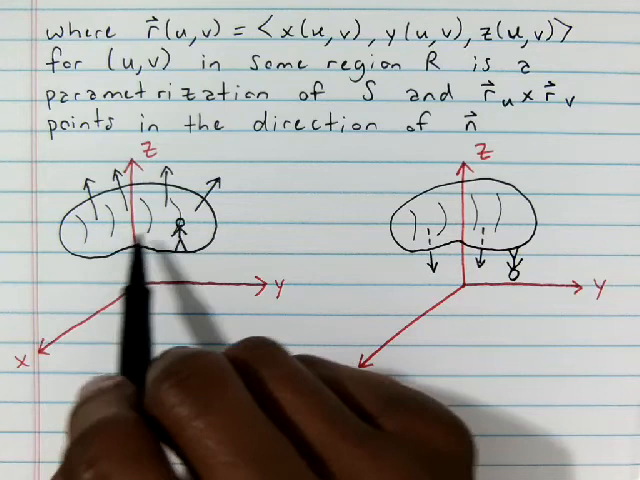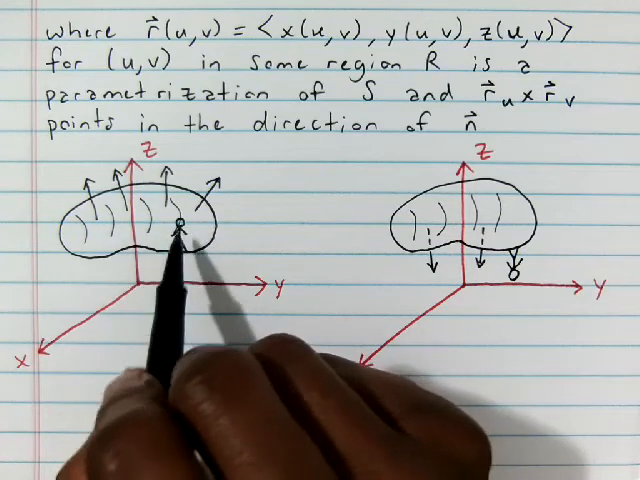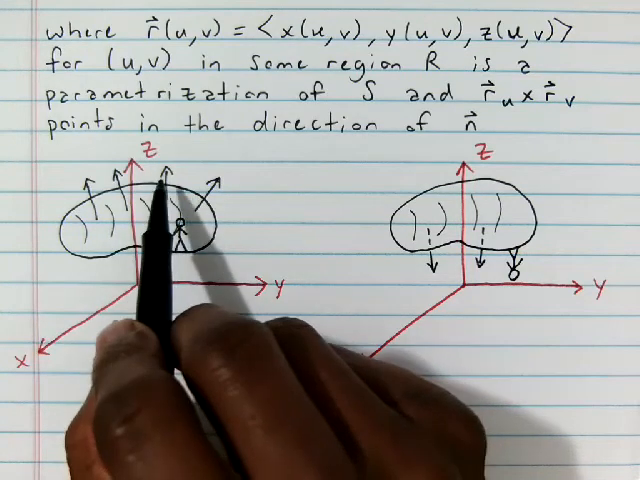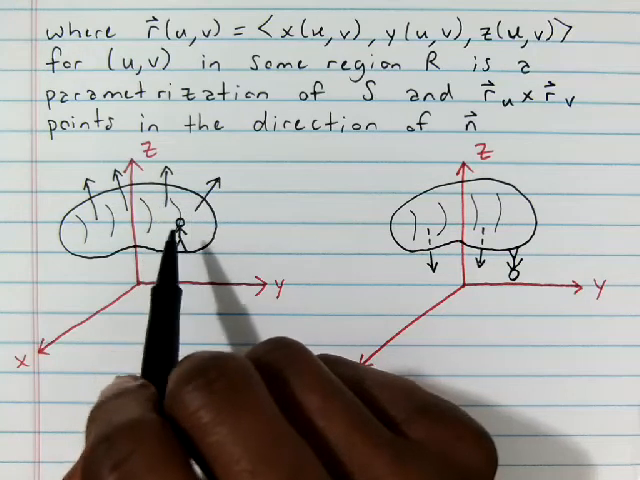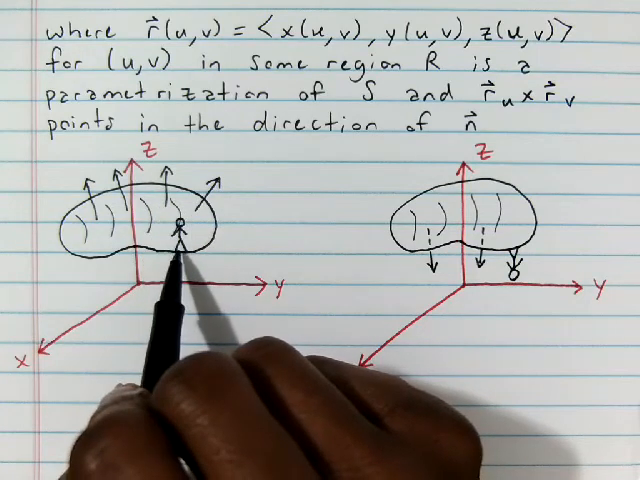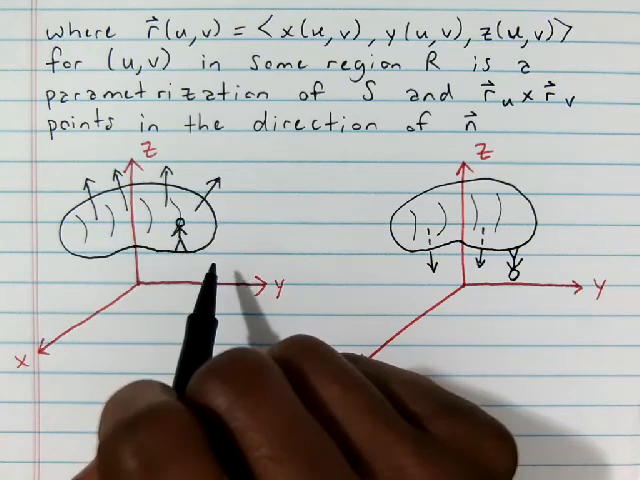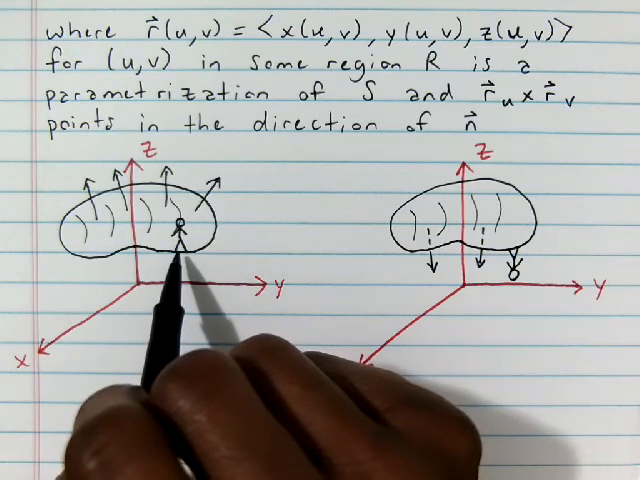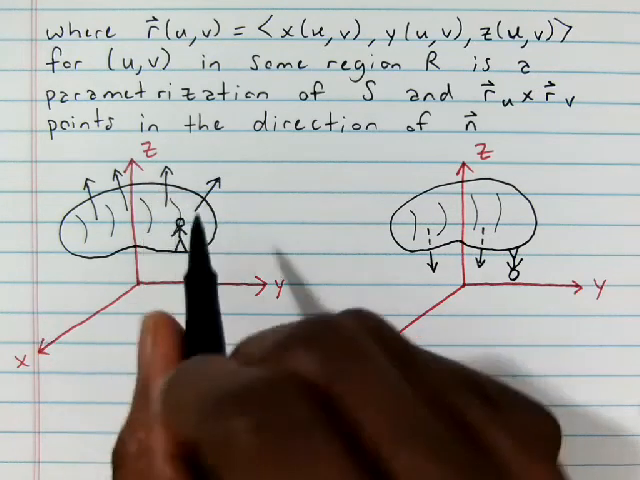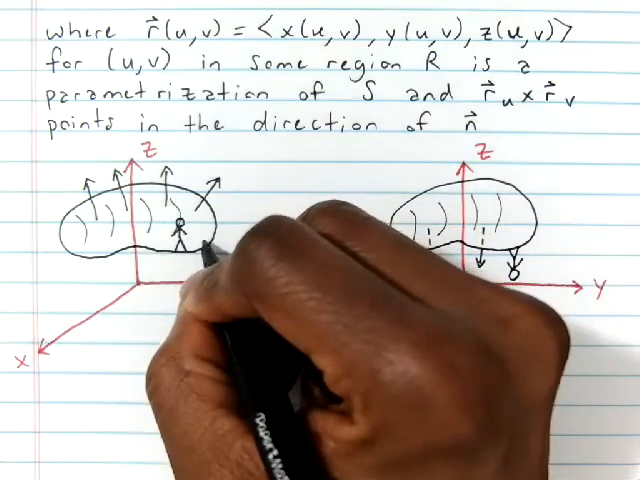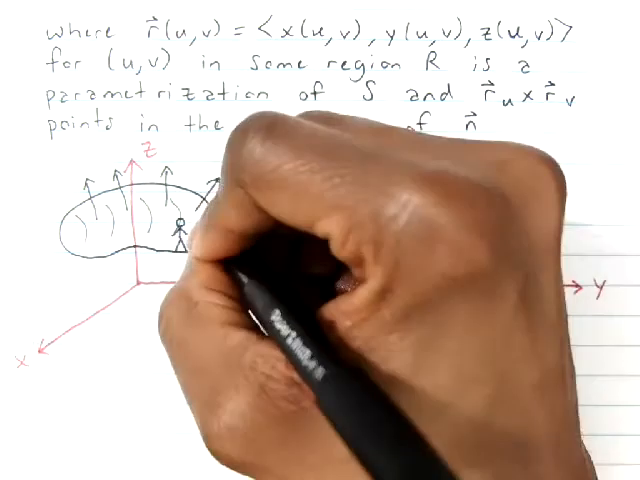So in this scenario, I have no choice but the stick figure's head has to be pointing in the direction of the normal vector. Now, the stick figure is supposed to either walk this way or this way. Just imagine you were walking on this surface. Which way would you walk to ensure that the surface is on your left at all times, given your head is pointing in that direction? You would have to walk in this direction.